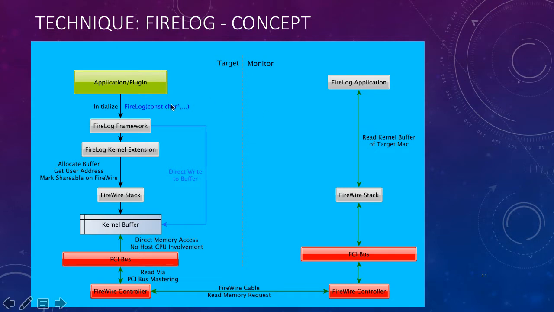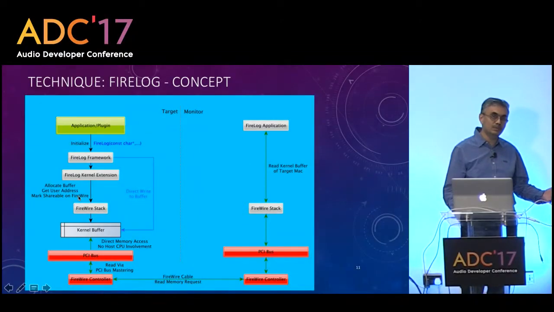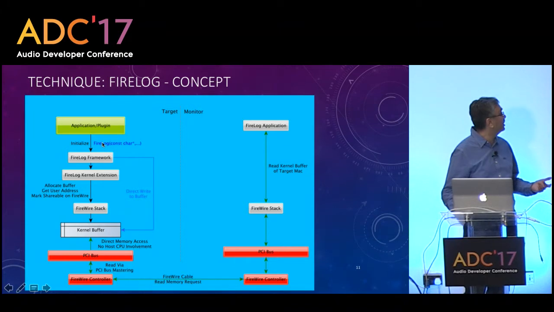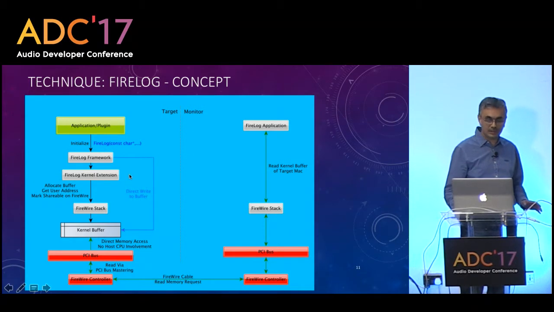The target is running the code application or plugin using the FireLog framework. It uses the FireLog kernel extension, which allocates a memory buffer and provides a user mode address to the application and marks this buffer as being shareable on FireWire. So when you want to log, you make a call to FireLog, and FireLog will simply write data to this buffer. That's all the FireLog call does.